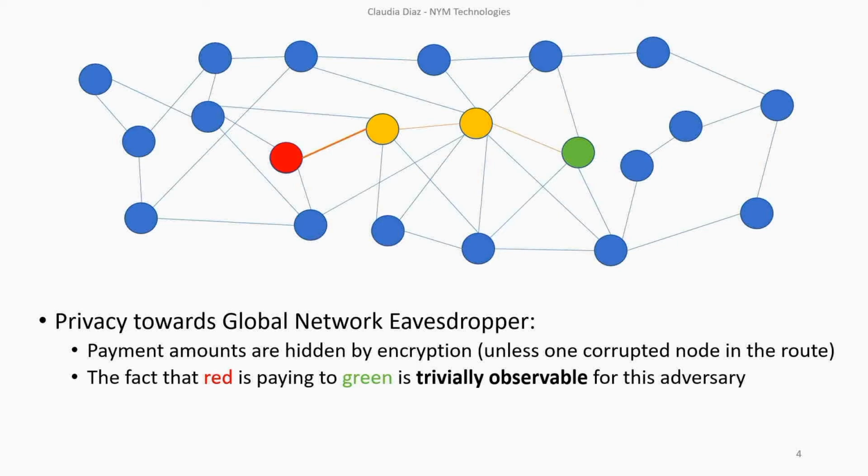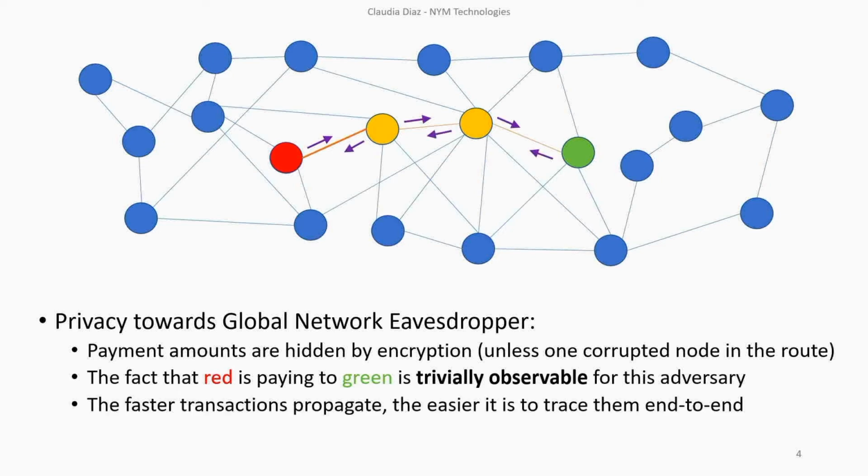But the fact that red is paying green is actually trivially observable for an adversary with these capabilities, because they would see that red is sending a message without having received anything before, and then that message is quickly relayed to the next hop, and then to the next hop, and then something comes back, and then basically the adversary is able to see what's going on.